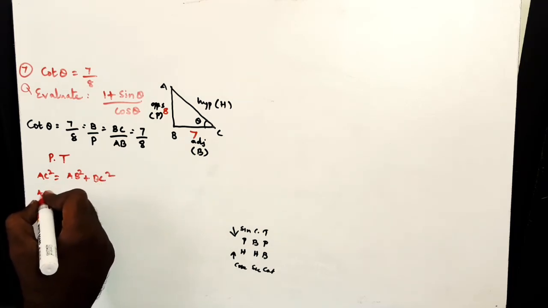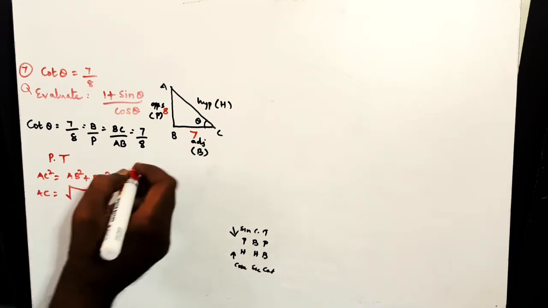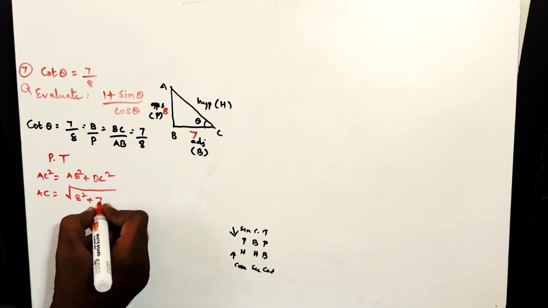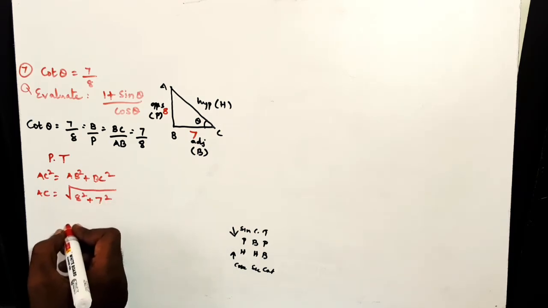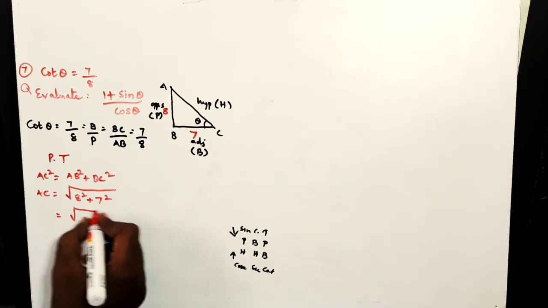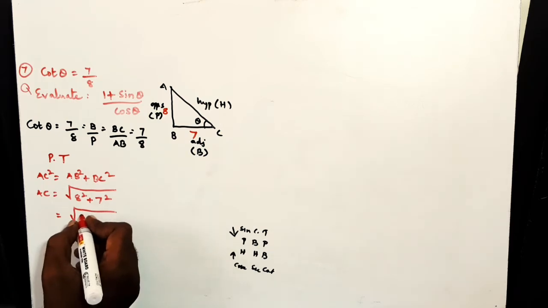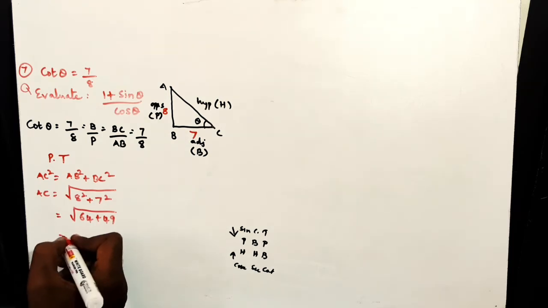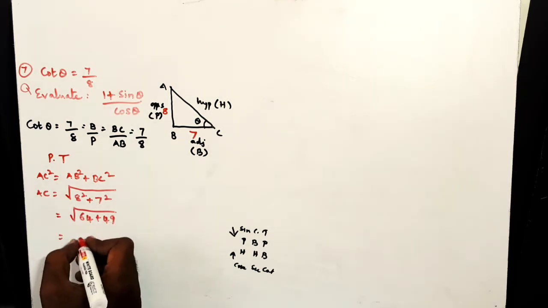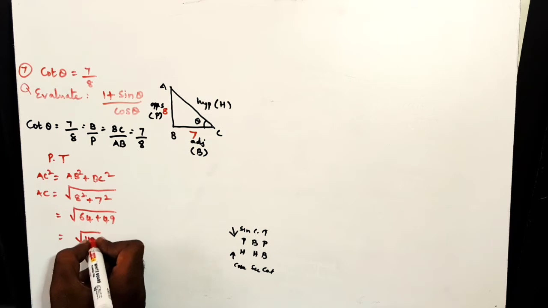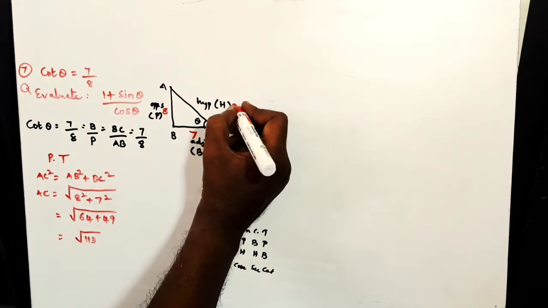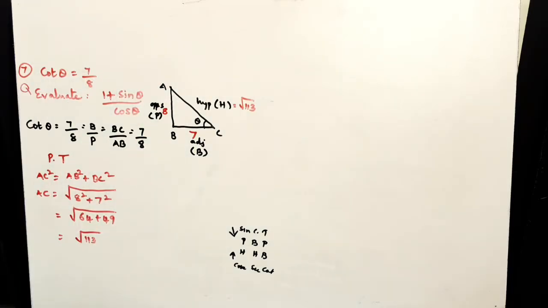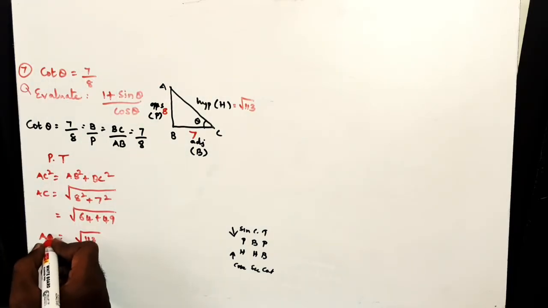So AC is equal to under root AB 8 square plus BC 7 square, that gives you 64 plus 49. 64 plus 49 gives you 113. So the value is root 113. Okay, so we got all the three sides of a right angle triangle.